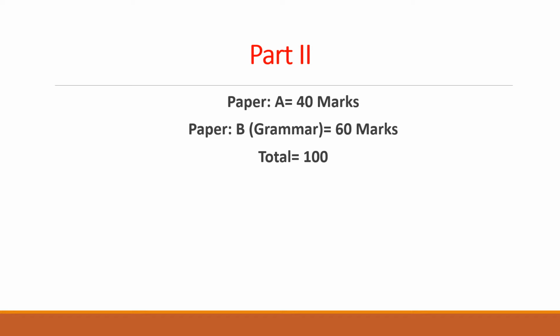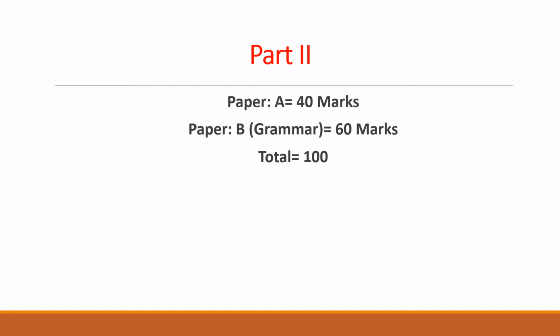Here comes part 2. In part 2, there are two sections of the paper. Paper A consists of 40 marks, in which there would be two questions you have to attempt. One question will be from the modern essays, and that question would be of 20 marks. Similarly, there would also be a question from the novel The Old Man and the Sea, and that question would also carry 20 marks. So paper A, the section related to the textbooks, contains 40 marks.